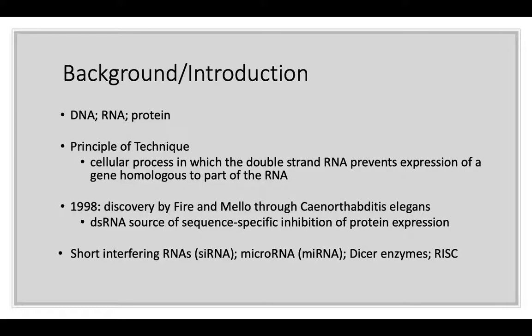So they found that the double-strand RNA led to sequence-specific inhibition of protein expression in this ringworm. Some key terms important for RNA interference are the short interfering RNAs or siRNA, microRNAs or miRNAs, and dicer enzymes, called that because basically what they do is they dice or cut the dsRNA into smaller fragments. And there's also an important protein known as RISC, which I will talk more about next.